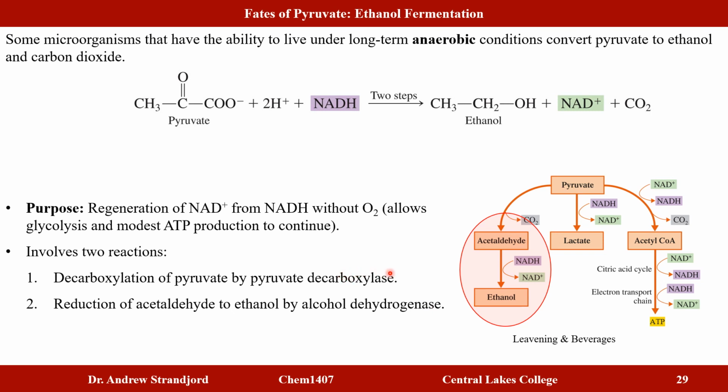So this involves two reactions here. One to remove one carbon from that pyruvate molecule to form acetaldehyde, which is a 2-carbon molecule. And then finally, I reduce that aldehyde to the alcohol to produce ethanol. We see this all the time when we're using yeast to produce either leavening in bread or alcoholic beverages.